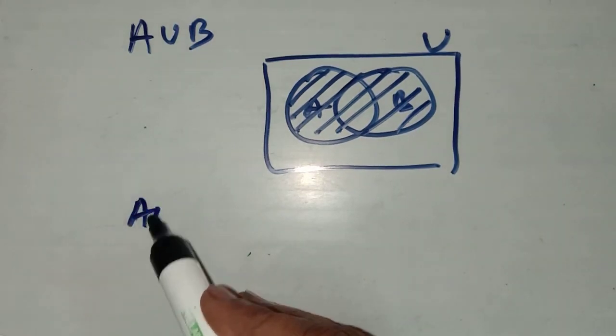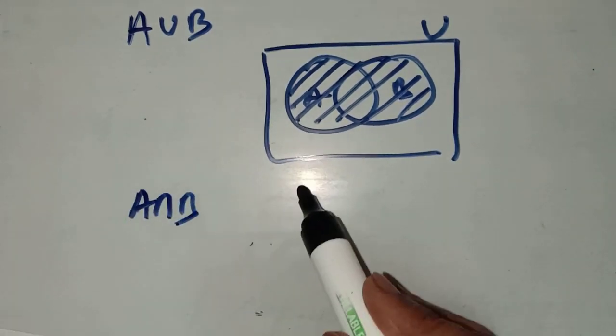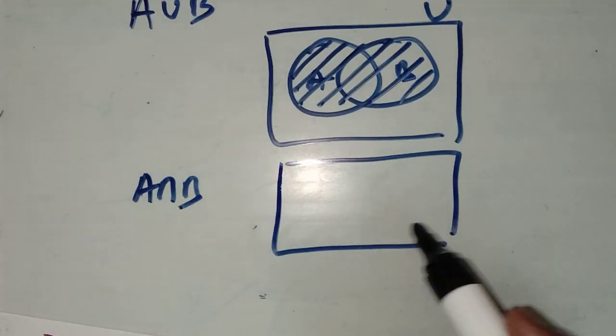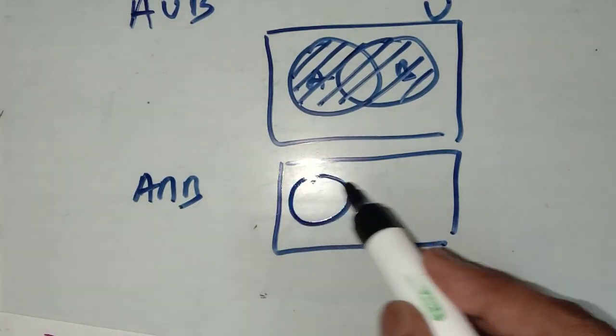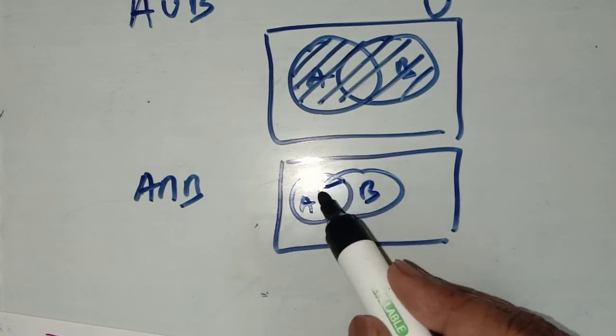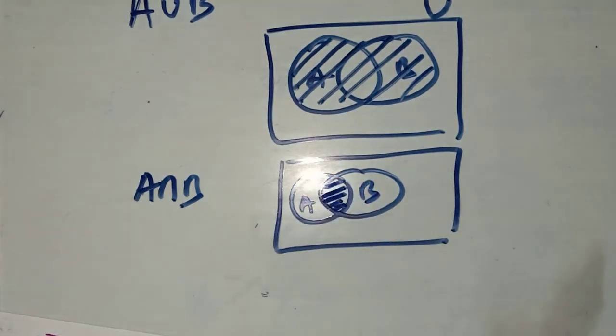Now you have to find A intersection B. So how do you draw it? You draw the rectangle which denotes the universal set, set A, set B, and A intersection B, that means the common elements of A and B.